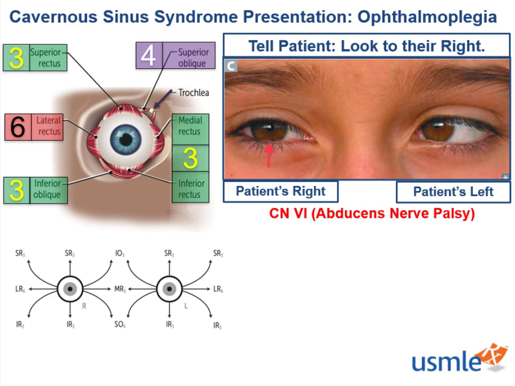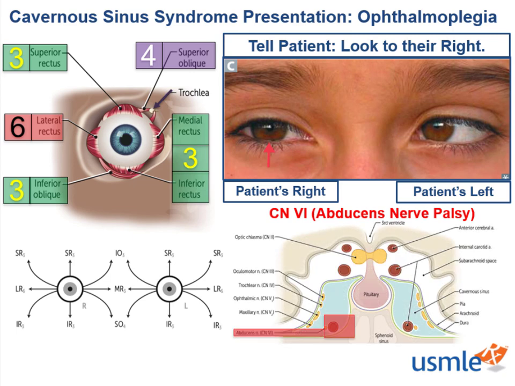This is super high yield because cranial nerve 6 sticks to the carotid artery within the cavernous sinus. So aneurysms of the carotid artery can press on cranial nerve 6, leading to an abducens nerve palsy, an often tested concept.